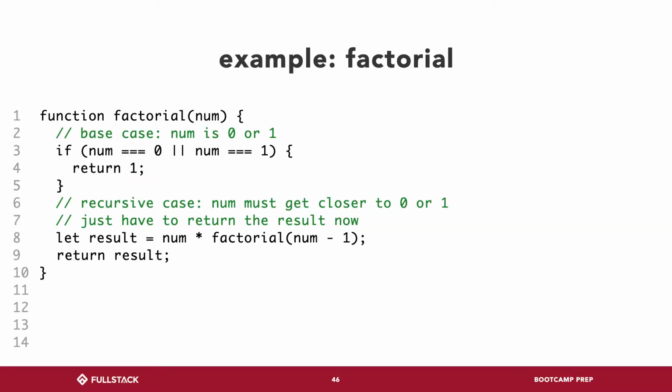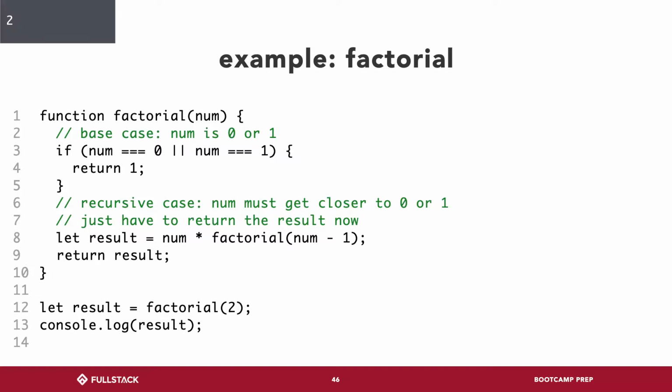So, recursive case, num must get closer to 0. Okay, now we just have to return the result, right? So now we can say let result is now going to be equal to num times factorial of num minus 1. And then we return result after that. So if we call let result equal factorial of 2, we get 2, okay? There's no more console logging here. We have run our thing, and result out here is now the number 2.